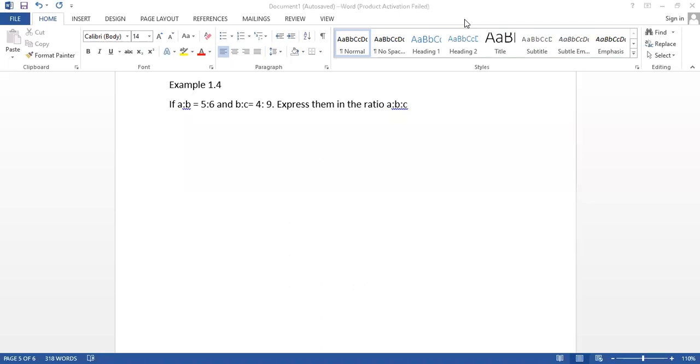Well, let's now do another example over here. So we have A is to B, 5 is to 6, and then we have B is to C, 4 is to 9, and we are supposed to combine it into the ratio A is to B is to C. So A is to B is 5 is to 6, so I'll write 5 and 6, and then B is to C is 4 is to 9. So 4 is to 9 over here.